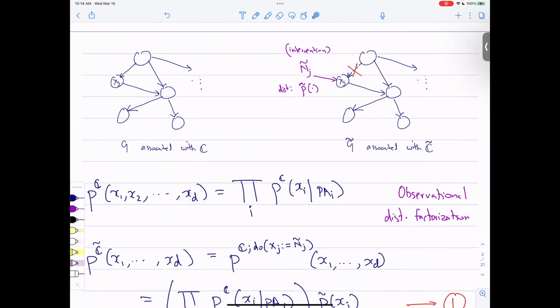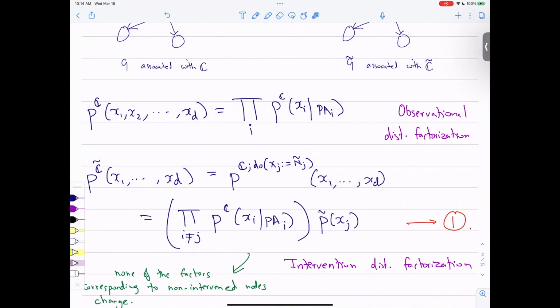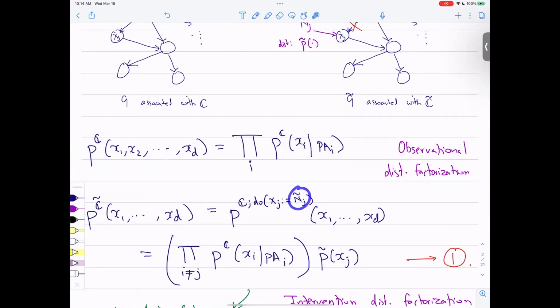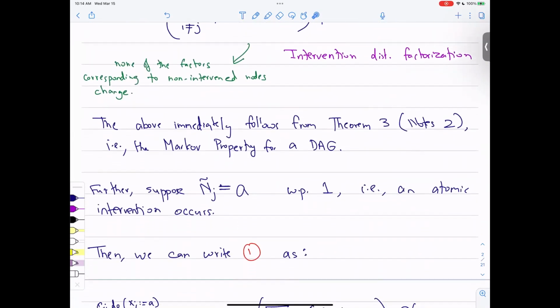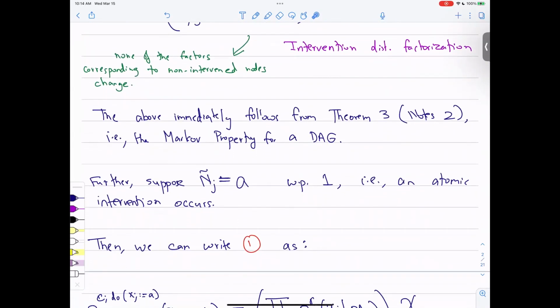So, as I was saying, the intervention distribution factorization is exactly this for all nodes other than j. For the jth node, all we are doing is putting p tilde of xj, where p tilde is the marginal distribution of nj tilde, the new random variable I put in. Fine. So it is almost immediate from everything we have set up so far.